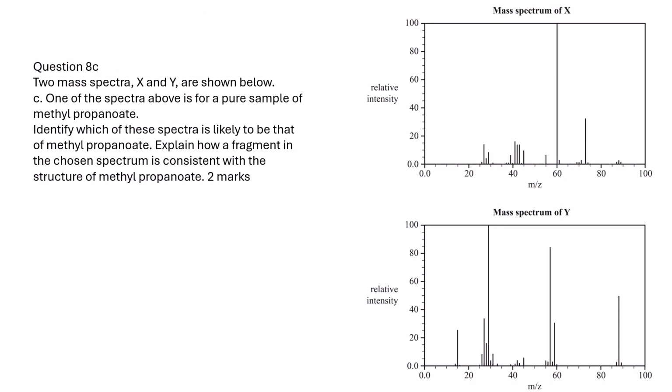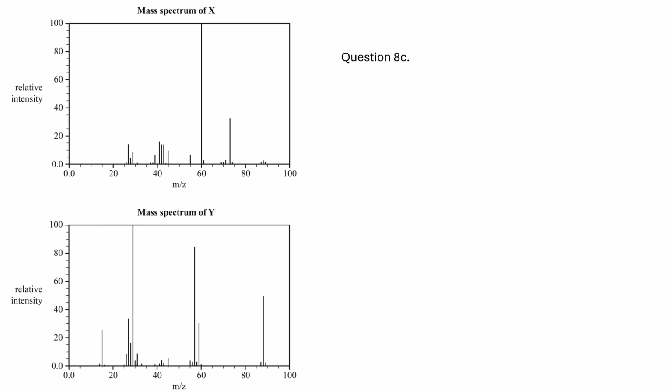Two mass spectra, X and Y, are shown here. One of the spectra is for a pure sample of methylpropanoate. Identify which of these spectra is likely to be that of methylpropanoate. Explain how a fragment in the chosen spectrum is consistent with the structure of methylpropanoate. We calculate the molecular mass of methylpropanoate, which is 88. In the MS spectrum of X, we find the parent ion at 88, but not in Y. So, spectrum Y is likely to be methylpropanoate.